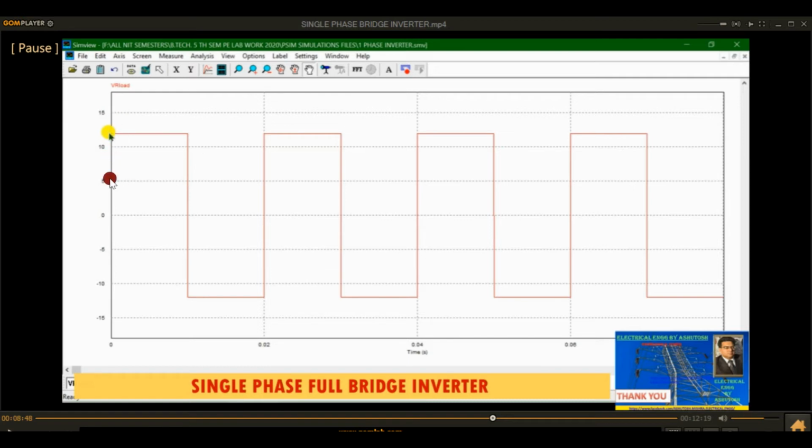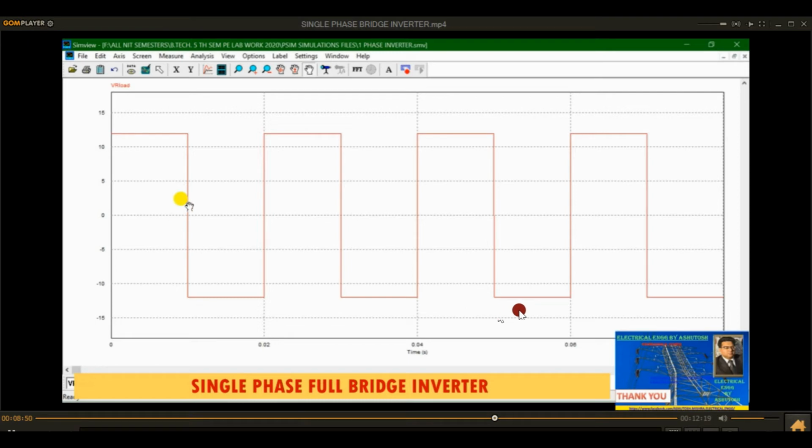Here the voltage magnitude is also shown. You can measure from here, it is shown on the x-axis and y-axis, so you can measure each and every parameter. This is the minus Vs voltage which will appear across the load. This is the total complete cycle from 0 to 360 degrees, and then the cycle will be repeated from here. So this will be your square waveform at the output.